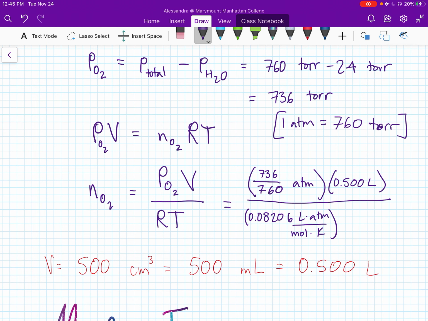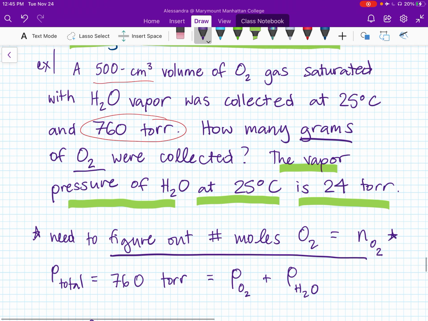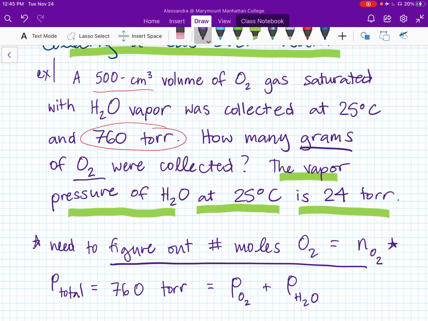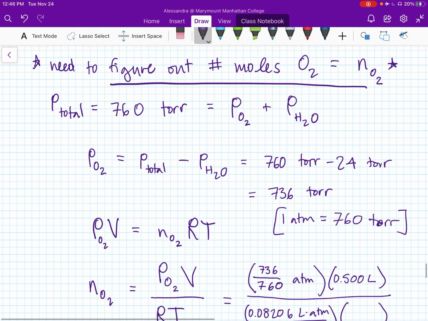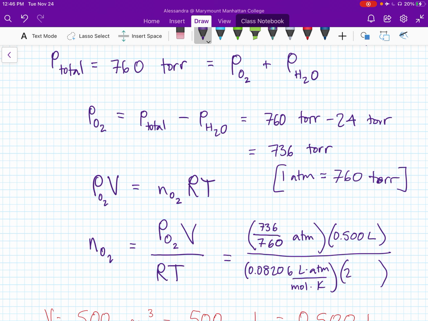The last variable that I need to plug in is the temperature. The problem told me I'm doing this at 25 degrees Celsius. I need to convert that to Kelvin. 25 plus 273 is 298 Kelvin.